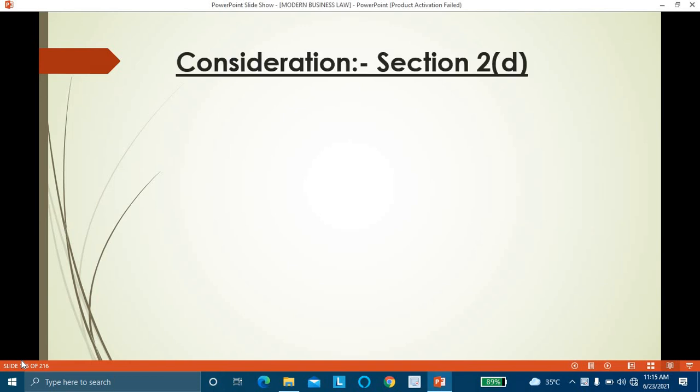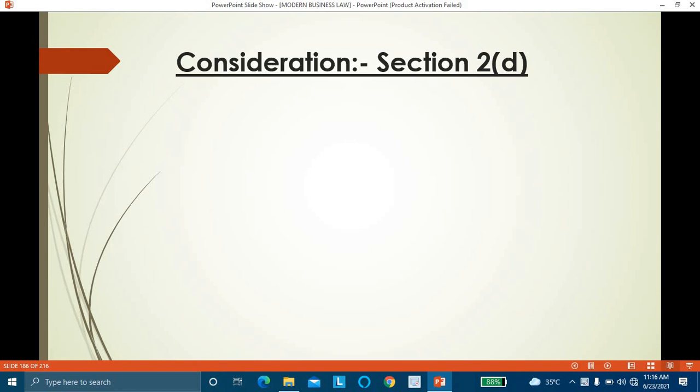Hello students, in this class we are going to talk about consideration, that is the next essential element of a valid contract. One by one we are discussing the essential elements of a valid contract, and consideration is very important in that. We have seen that no consideration, no contract. If in any agreement there is no consideration, we cannot call it a contract. That agreement cannot be converted into a contract.